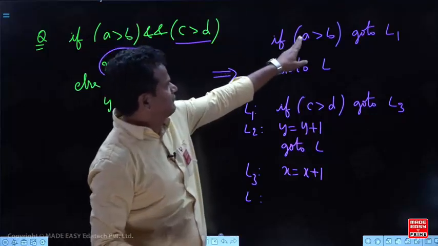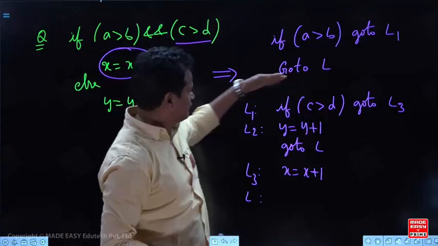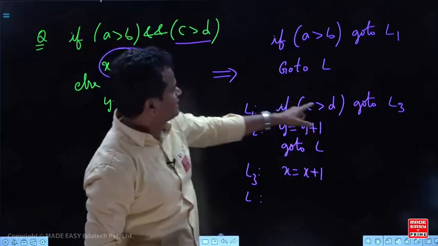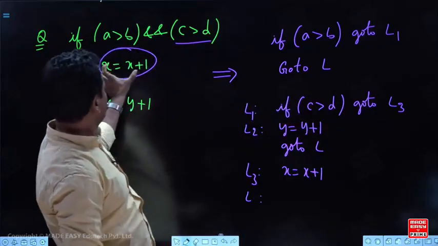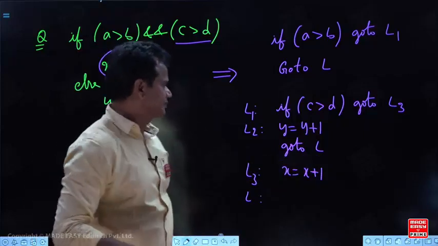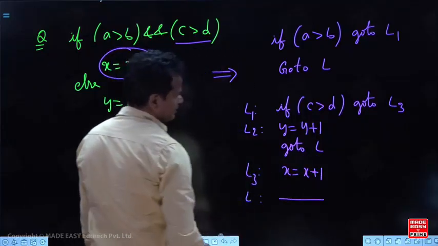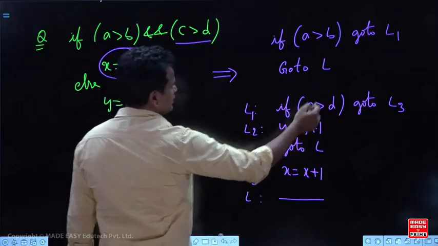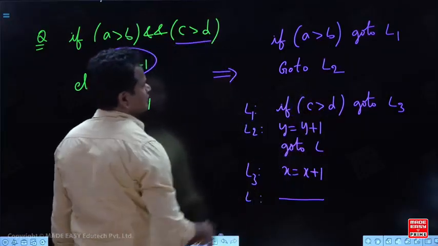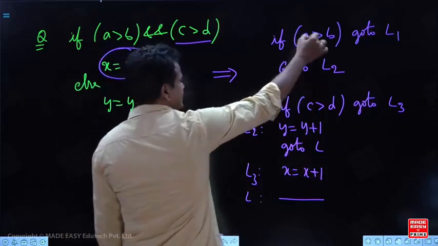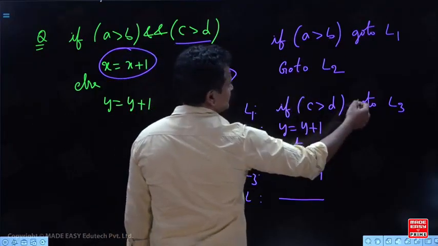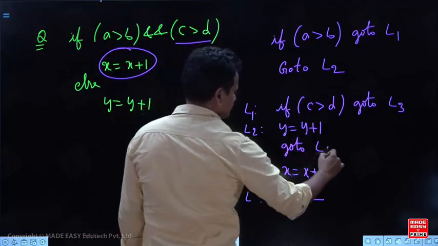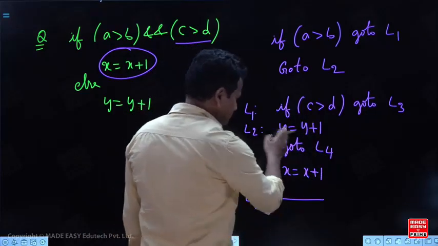I repeat this one, if A is greater than B, then go to L1, this is L1. If C is also greater than D, means both the conditions are true, then go to L3. If both the conditions are true, x equal x plus 1, then automatically it will come to the next line. Suppose A is not greater than B, then you have to execute y equal to y plus 1, L2. Suppose A is greater than B, but C is not greater than D, then it won't execute L3. Then next instruction, y equal to y plus 1, then come out of this one, that is L4.